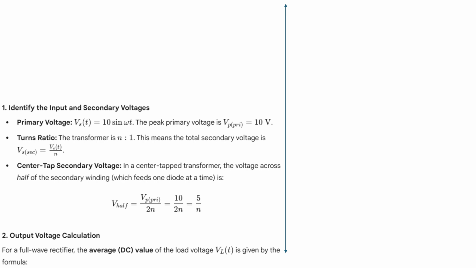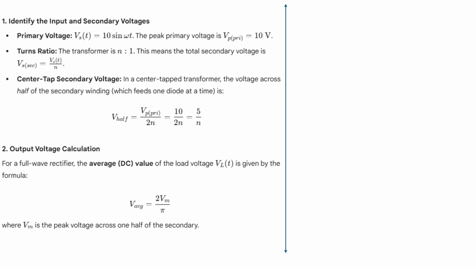Let's see the detailed calculation. So step 1, first of all find out the voltage across the half wave rectifier, that will be equal to 5 by n using the equation V1 by V2 equal to n1 by n2. All the parameters are given.